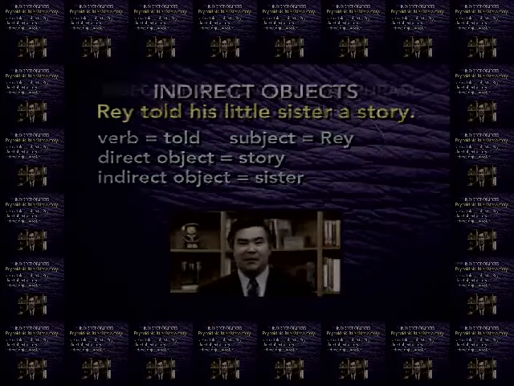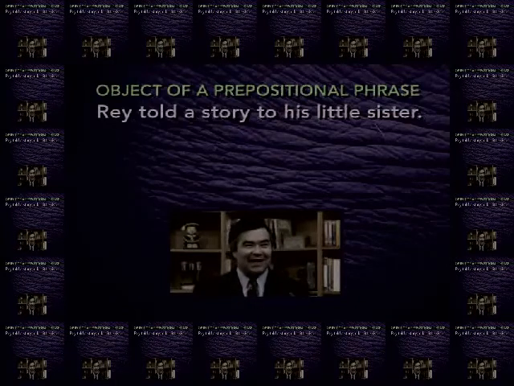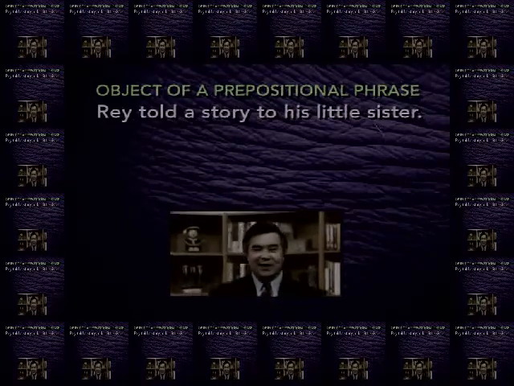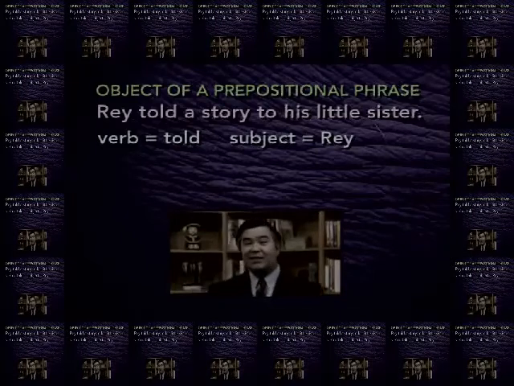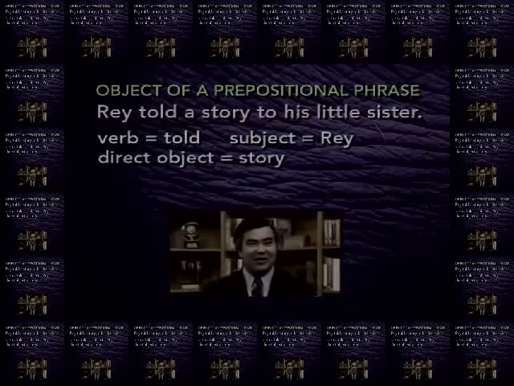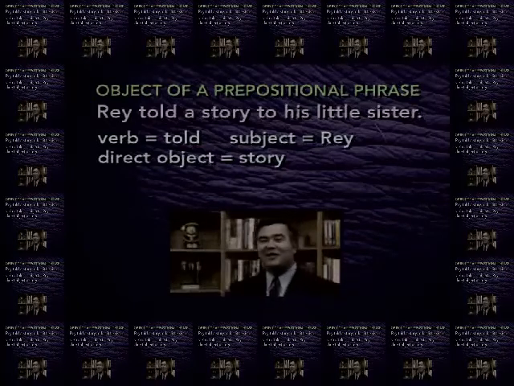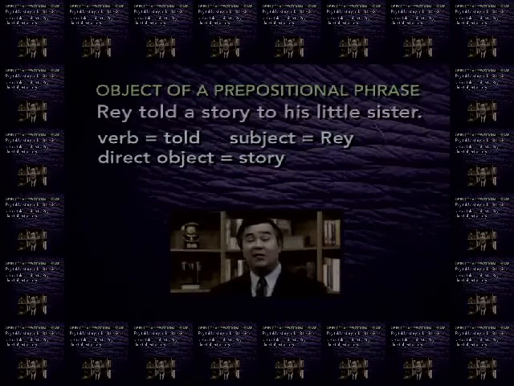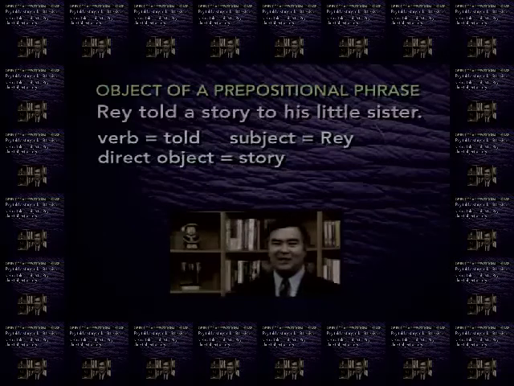Now, here's another sentence that says the same thing, but doesn't contain an indirect object. Ray told a story to his little sister. In this sentence, we have the same verb, told, and the same subject, Ray. We even have the same direct object, story. That's what Ray told. Now, to whom did he tell the story? Well, he told his little sister. But in this case, little sister is not appearing as an indirect object. Notice that it's not placed between the verb and the direct object.